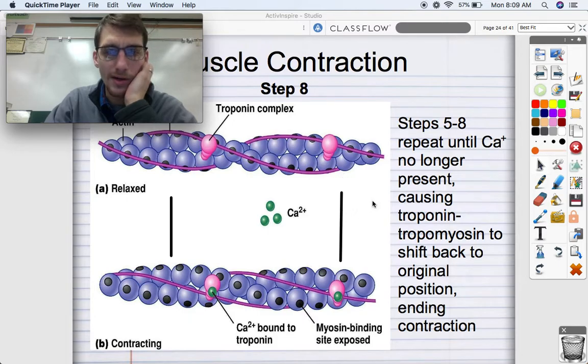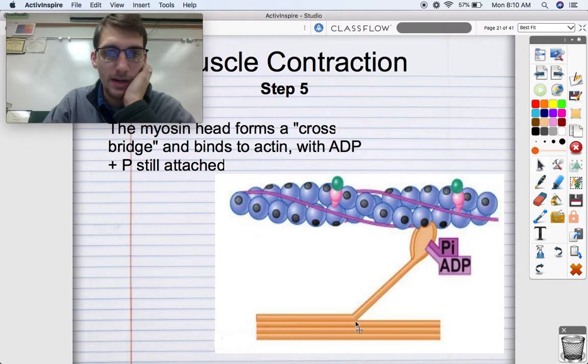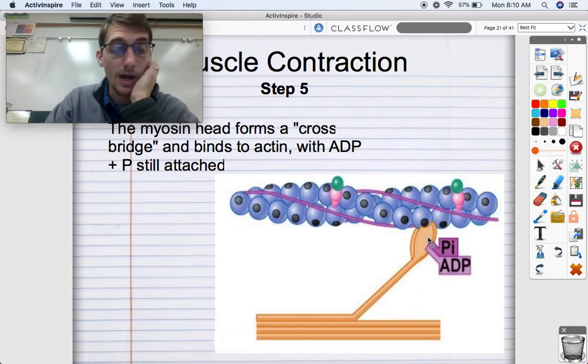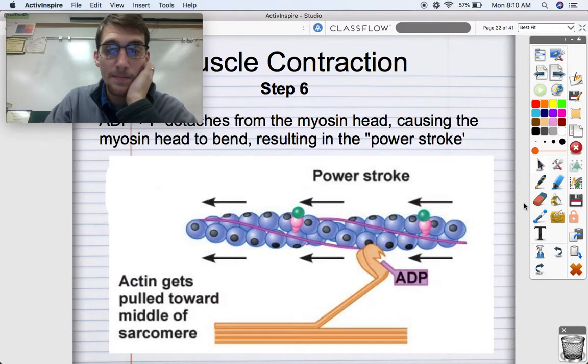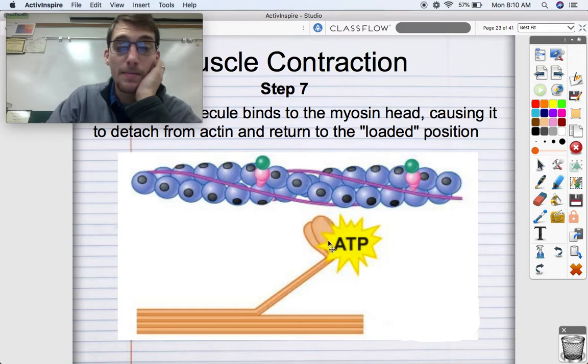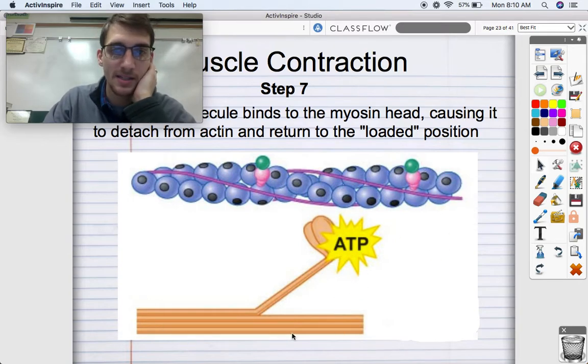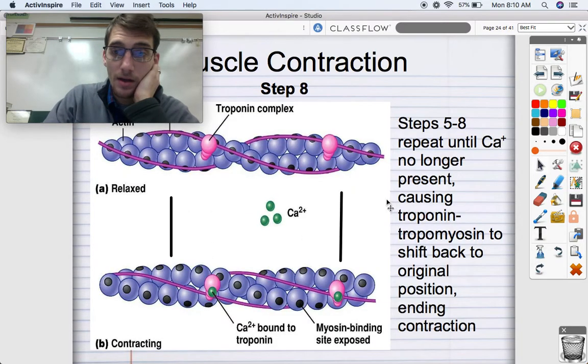So what does this all mean? Let's go back to 5 through 8. Myosin forms a cross bridge with the help of ATP. ADP detaches, pulls on the actin, causing it to contract, and then the myosin detaches once again thanks to ATP, and the process can start over again until calcium is no longer present.